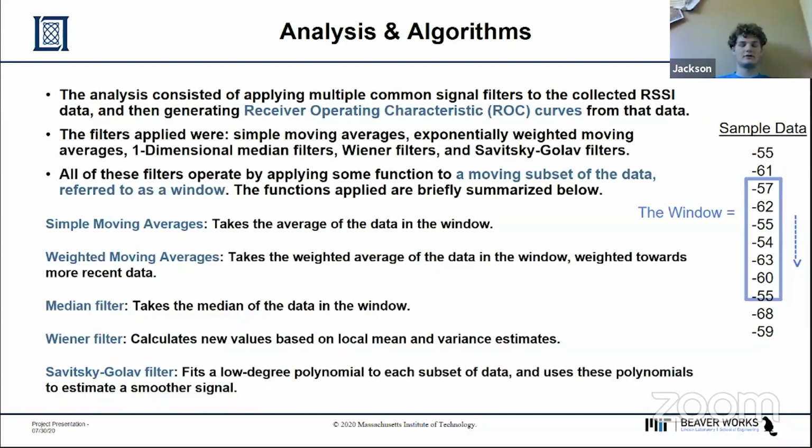A simple moving average is what you would expect. It takes an average of the subset. Weighted moving averages do the same thing, but it weights the data exponentially biased towards the more recent values. Median filters take the median of the data in the window. A Wiener filter calculates new values based on local mean and variance estimates, and a Savitzky-Golay filter fits low-degree polynomials to the data in the subset. It then uses those polynomials to estimate where data might be and to generate a smoother curve.